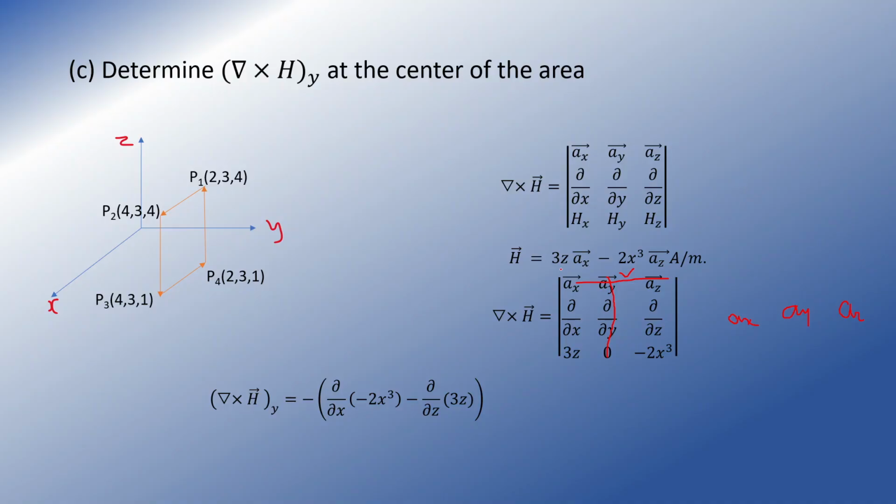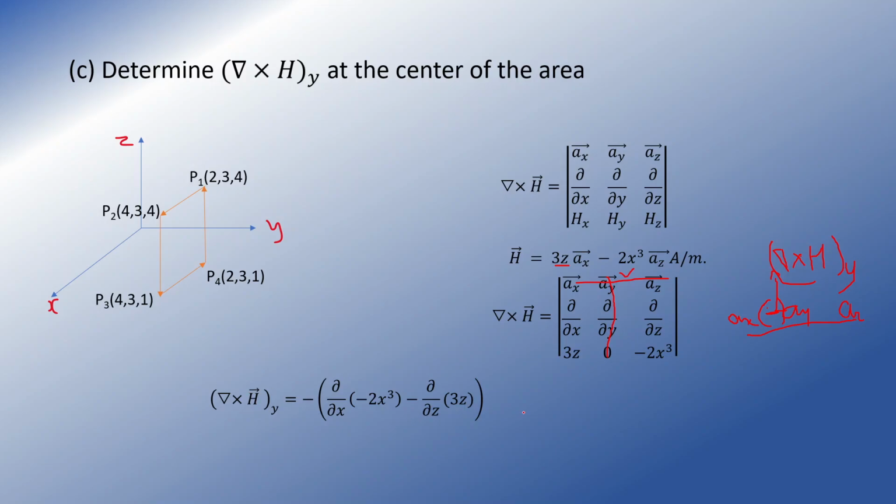See, if this entire equation is H, then this 3z is called H of x. Now, if this entire equation is curl of H, then the coefficient of the ay vector will be called curl of H within the brackets y. So that is why we are expanding the determinant only for the y component.